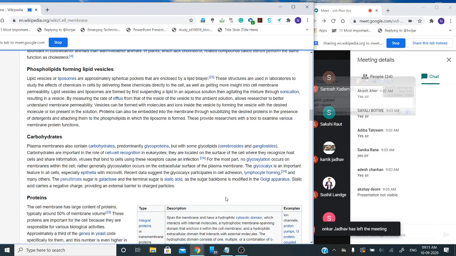Then phospholipids form lipid vesicles. An example of this is a liposome, which you might have studied earlier as one of the organelles. They are used in laboratories.